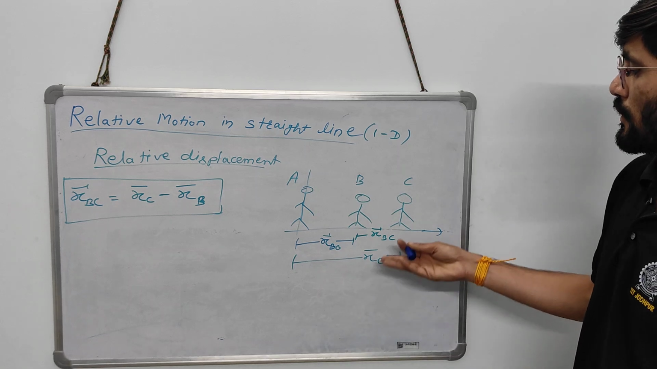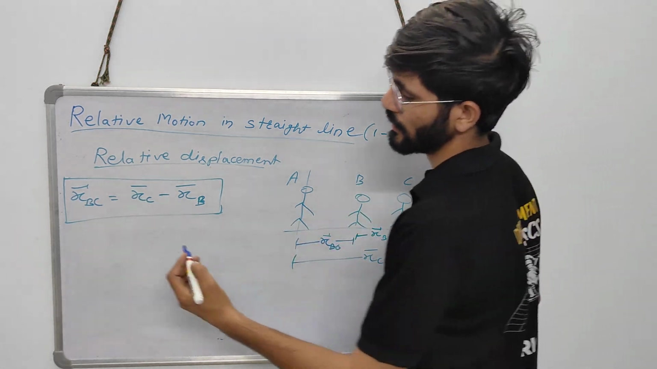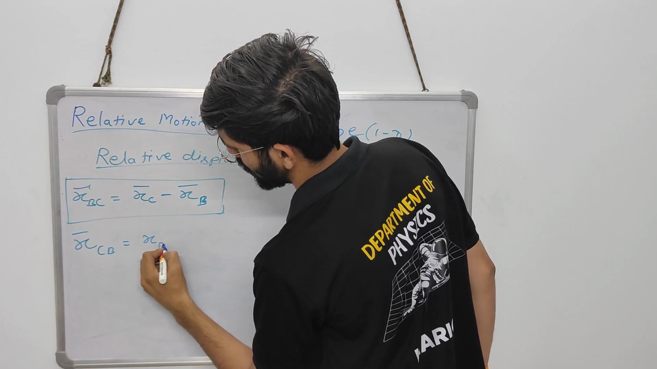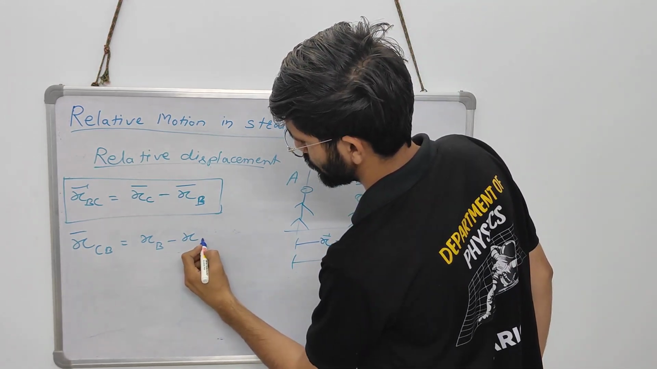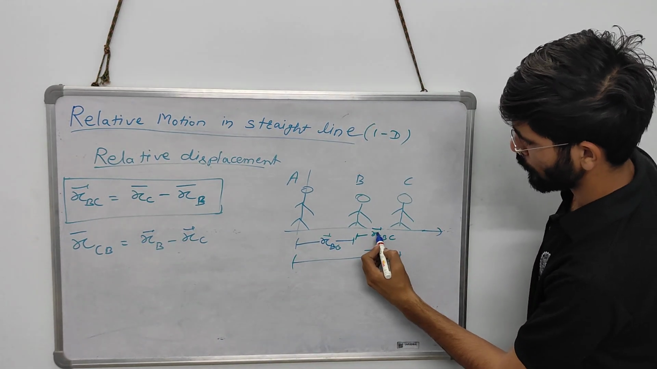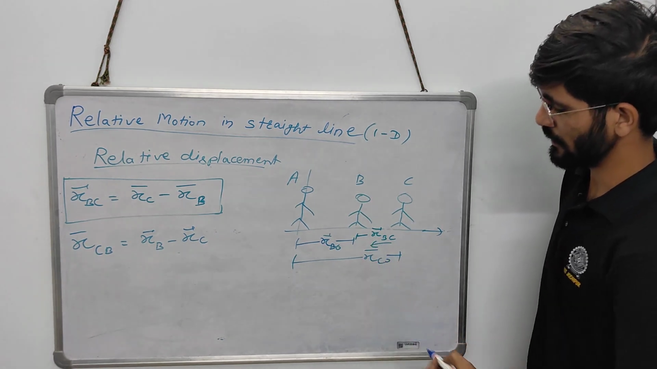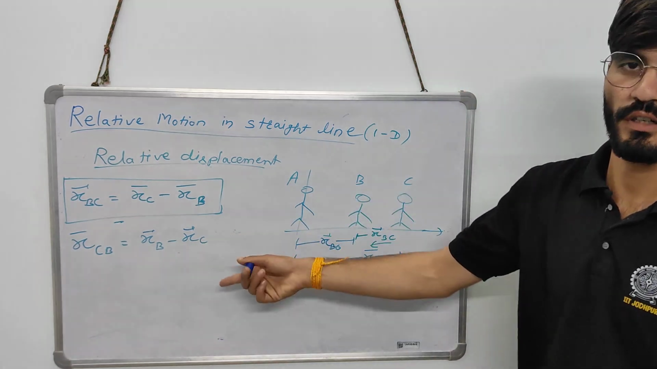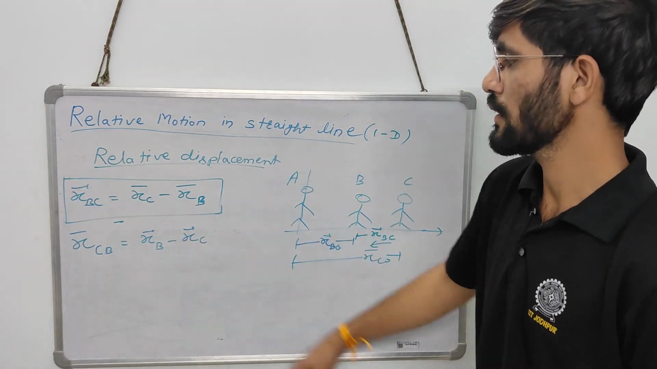We can easily calculate the position or displacement with respect to C, and also the displacement of C with respect to B, which is x of B minus x of C. How does it come? Because displacement is direction dependent, when we take its negative, the negative sign turns it into this.